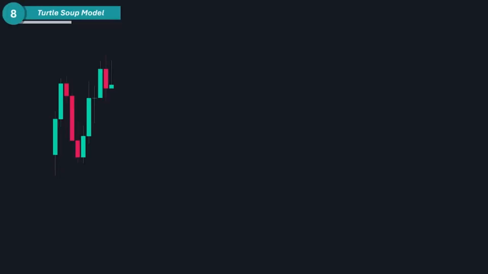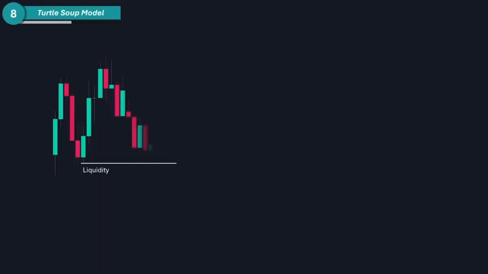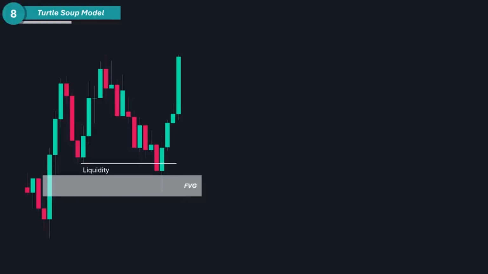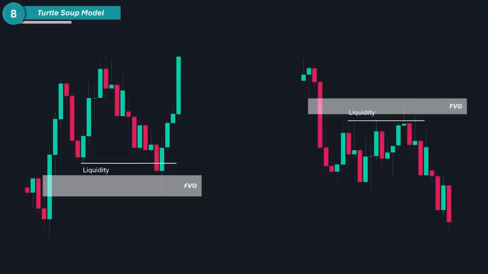Turtle soup trading setup is another powerful model that combines the concept of market direction, liquidity, with a fair value gap entry. A high-probability bullish turtle soup setup occurs when price sweeps liquidity below a recent low or a group of lows while resting above a bullish fair value gap. Similarly, a bearish turtle soup occurs when price sweeps liquidity above a recent high or a group of highs while resting below a bearish fair value gap.